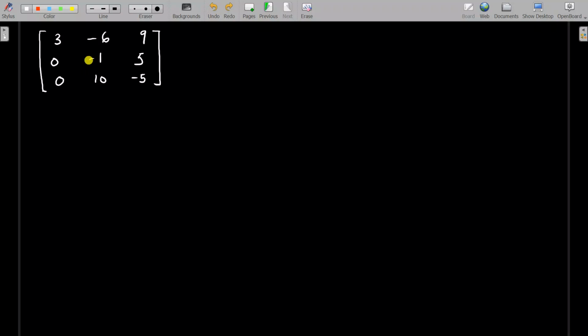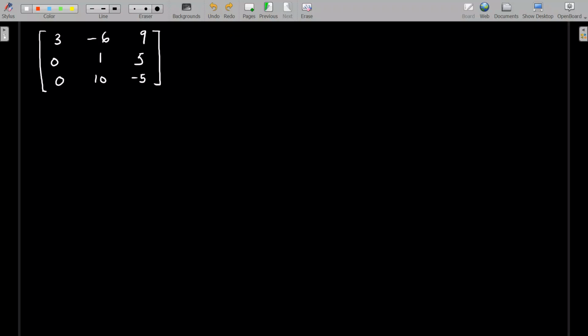So I have to compare these two, the one with the highest magnitude. When I say highest magnitude, I mean the absolute value of 1 is 1, and the absolute value of 10 is 10. So the one with the highest magnitude, that's what I pick. If 10 was negative, I would still have picked it, because the absolute value of negative 10 is 10, which is bigger than the absolute value of 1, right?